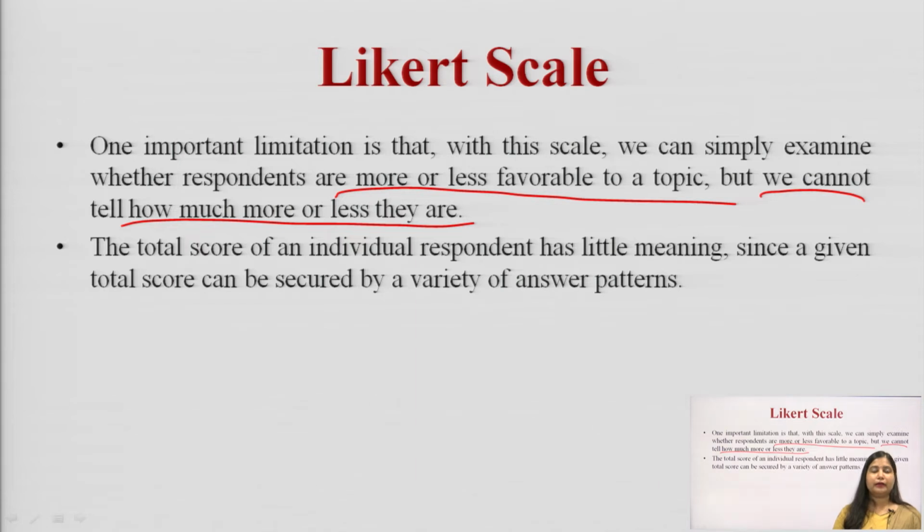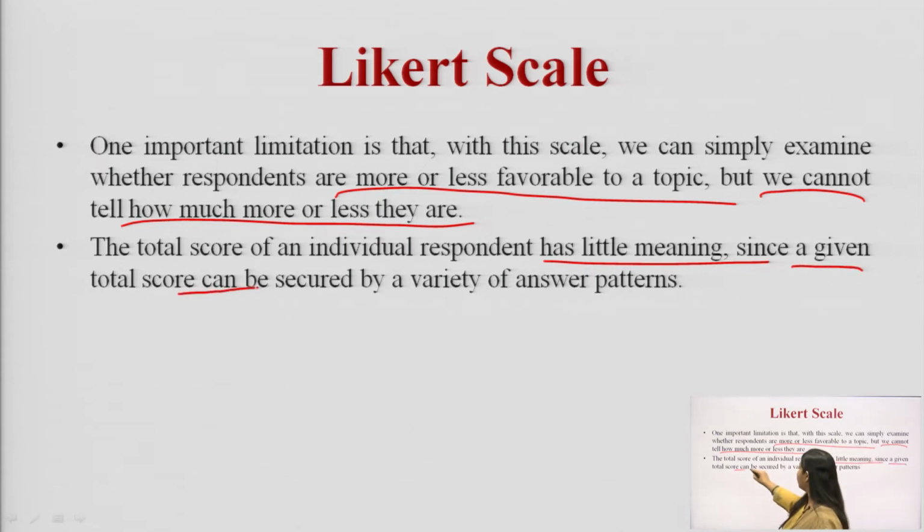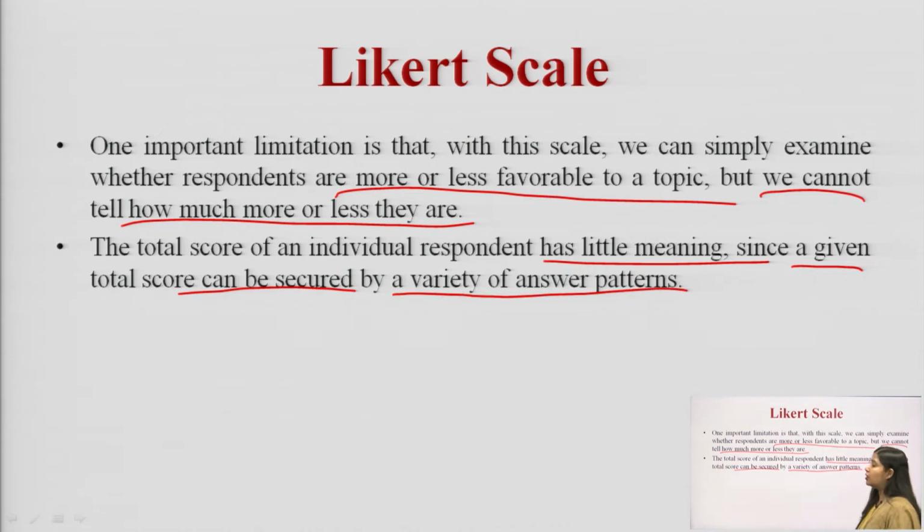Then the other reason is that the total score of an individual response has little meaning, since the given total score can be secured by a variety of answer patterns. There may be a number of answer patterns. Some people's responses may be, most of the time, agree, agree, agree. Some people may be neutral, neutral, neutral. So these were the limitations of a Likert scale.